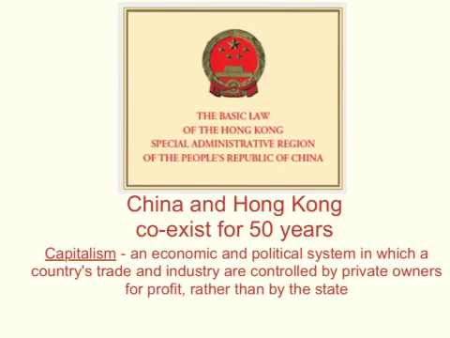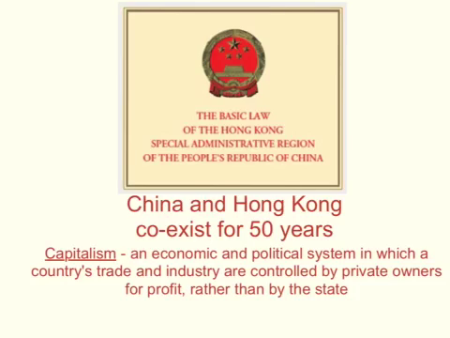When China regained control of Hong Kong, it was allowed to keep its capitalist system. So what is a capitalist system, you ask? It's a system in which a country's trade and industry are controlled by private owners for profit rather than by the state. When China took control again, Hong Kong was also allowed to keep their judicial system and their system of laws, as well as their free trade and their freedom of speech. The people of China did not get to experience these luxuries.